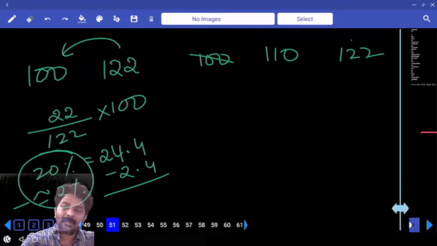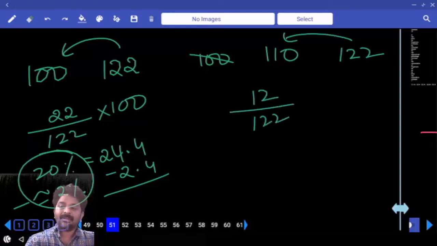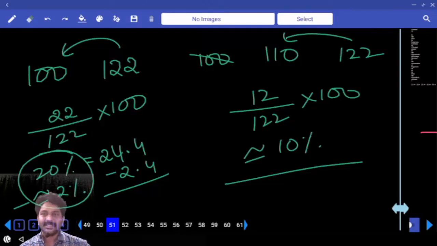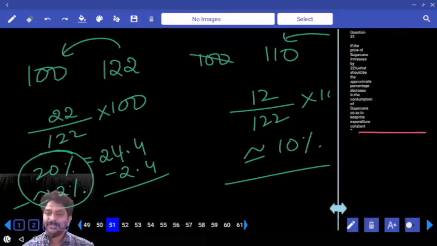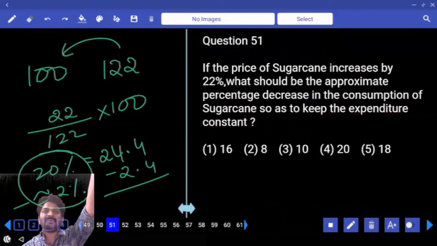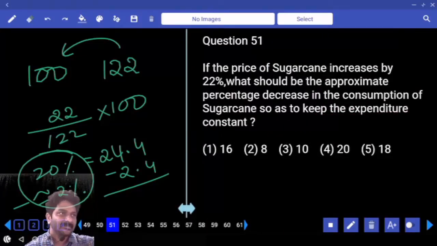కమాన్, how much reduction must be there from 122 percentage into 100? Approximately 10% of the denominator is 12, 10% final. అర్థమైందా? రైట్, కాన్సెప్ట్ తెలుసు కదా. ప్రైస్ ఇంక్రీజ్ అయిందనుకోండి, క్వాంటిటీ తక్కువ వస్తుంది.